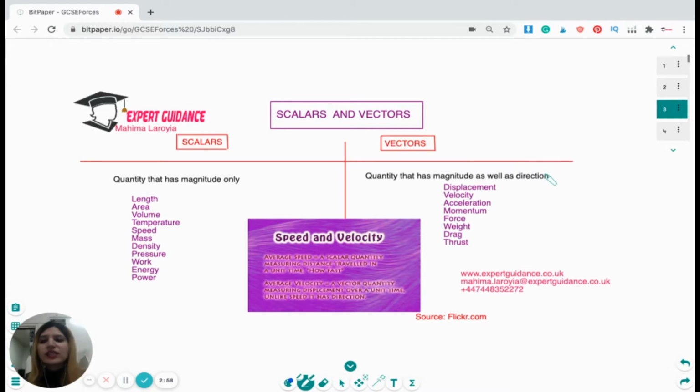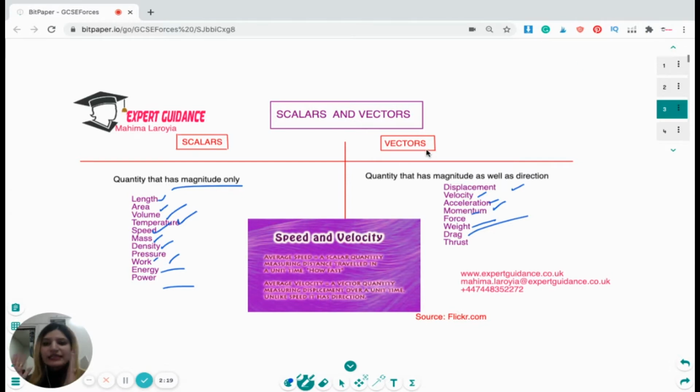Now, scalar quantities are those quantities that have magnitude only. They do not have directions. Whereas vector quantities have both magnitude as well as directions. The examples of scalar quantities are length, area, volume, temperature, speed, mass, density, pressure, work, energy, power. All these are the scalar quantities. The vector quantities are displacement, velocity, acceleration, momentum, force, weight, drag, and thrust.